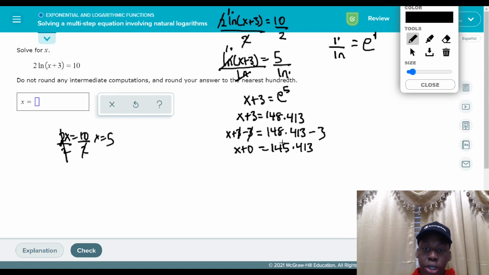Okay, remember this is a whole number. This is not a fraction. So we can only subtract it from the whole number side. And so this is the same thing as x equals 145.413. But remember, in the question, we're asked to round our answer to the nearest hundredth.